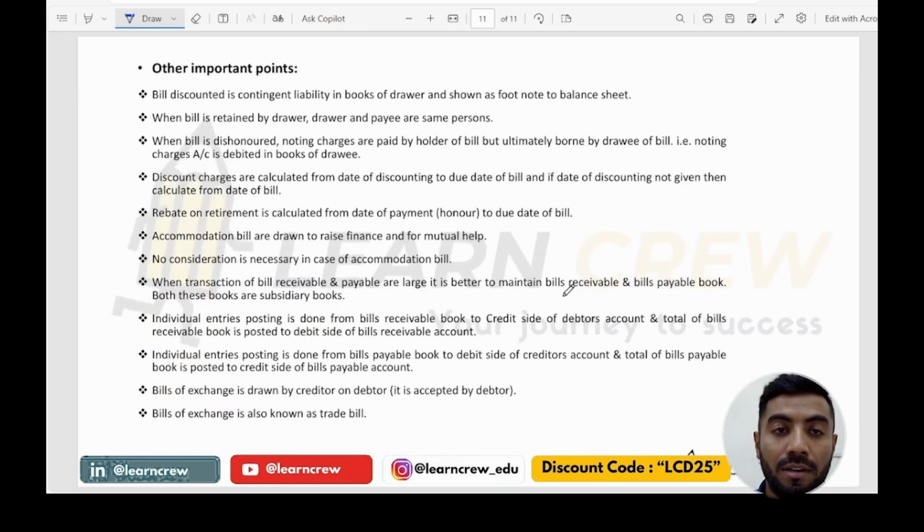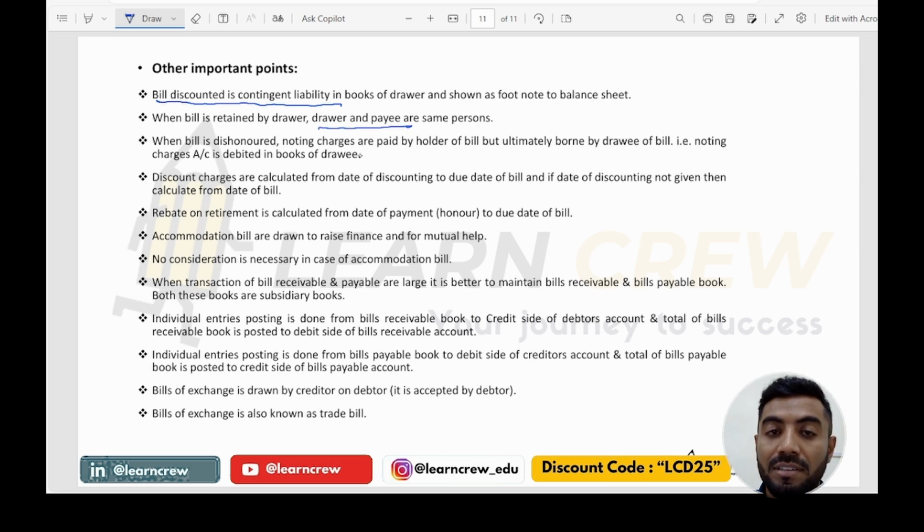With that done, we'll look into some other important points. Bills discounted is a contingent liability in the books of the drawer and is shown as a footnote to the balance sheet. If the drawee pays the amount, there's no liability for us. If the drawee does not pay, then it might be a liability for us. That is why, as of that date, it is just a contingent liability. When the bill is retained by the drawer, drawer and payee are the same person. Yes, you already discussed this.